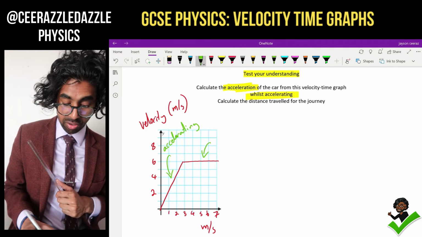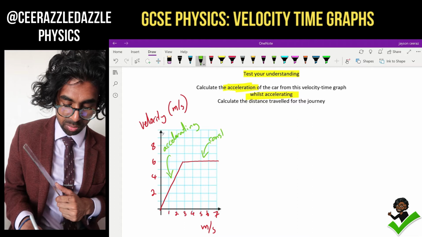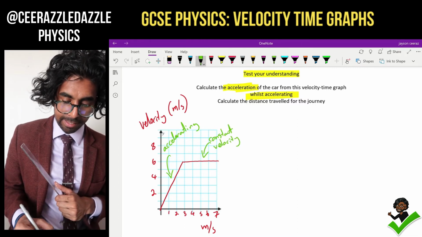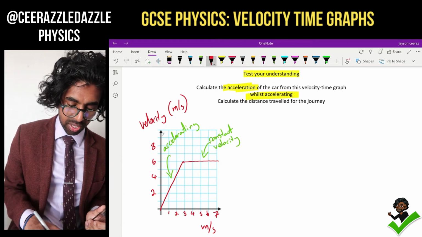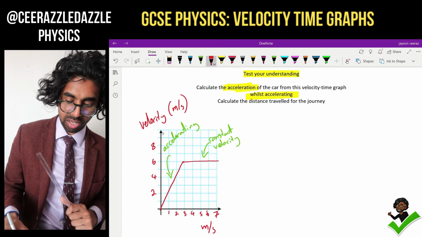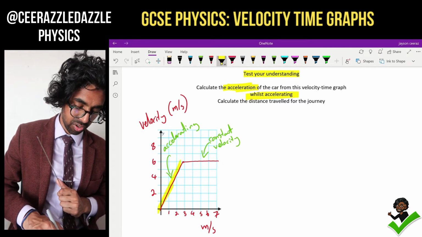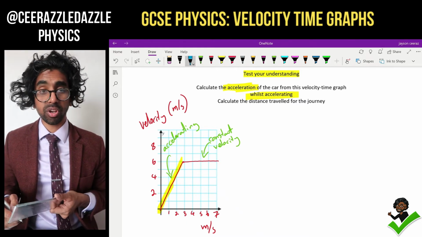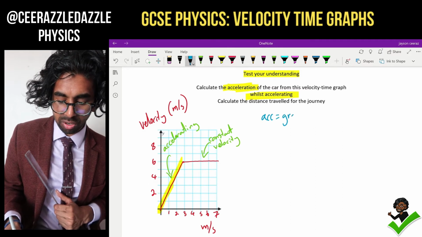This part, it's not changing velocity. This one is going to be constant speed or constant velocity. So if I'm looking at the acceleration, all I really need to look at is between 1 and 4 seconds. Only between 1 and 4 seconds, I'm looking at the acceleration there and there. And we know this. To work out the acceleration, I simply need to work out the gradient of the line.